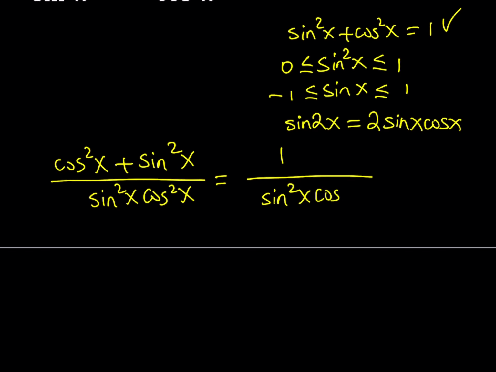And this is what I'm getting. So this is my expression. Of course, in this case, I have to be careful. Sine x should not equal 0. Cosine x should not equal 0. So those values are excluded.